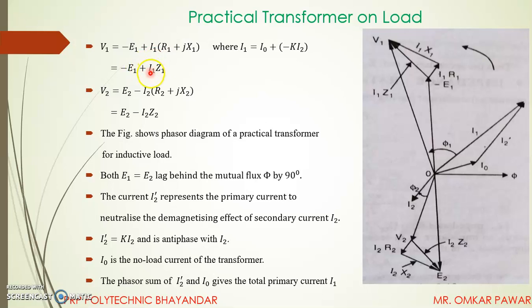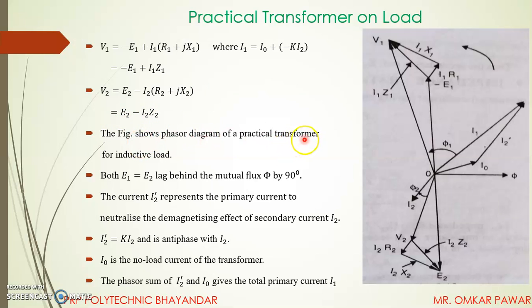So minus E1 is equal to I1 Z1, and Z1 is the impedance of the primary side, so it consists of R1 plus JX1. Similarly, we get from that circuit V2 is equal to E2 minus I2 times (R2 plus JX2), so E2 minus I2 Z2.